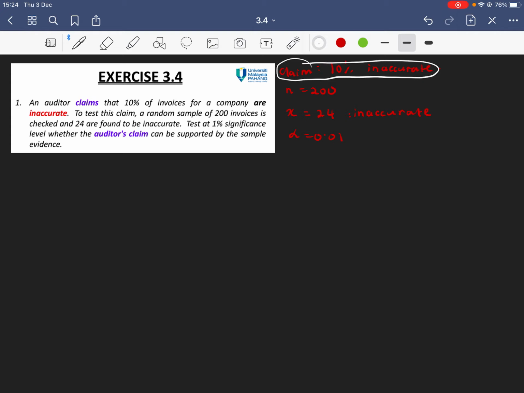Okay, so step number 1, your H null and H1. Inaccurate means not equals to, so not equals to is in your H1. Here is equal, pi. Why pi? Because 10% is the proportion, 0.1.